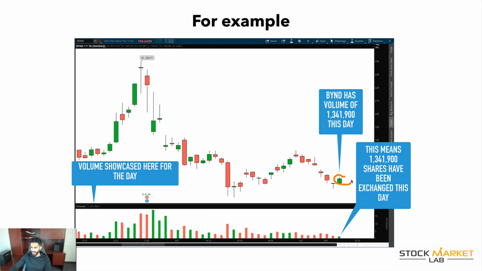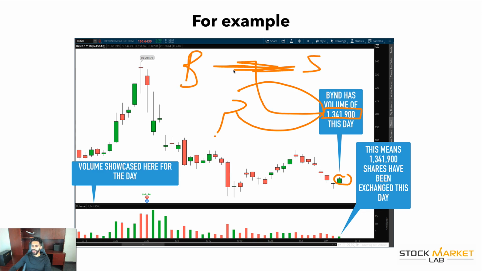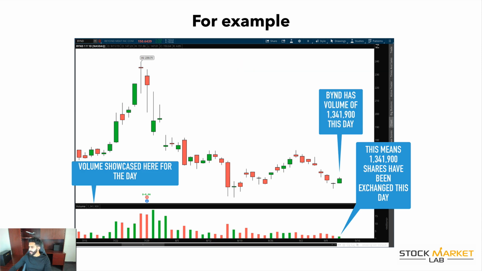Now, when you look at this day, the question people have is, all right, I got it, 1.3 million shares have been exchanged. Does that mean there's more buyers or more sellers? Just to refresh again, there's no such thing as more buyers than sellers. That doesn't exist in the market. So this is how many shares were exchanged back and forth between a buyer and a seller. This is the total number of shares. But now, the question people have is, why would a stock go up? Why would a stock go down if the buyers and sellers are the same? We'll break that down.